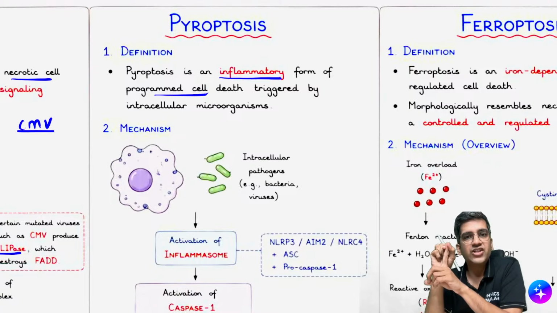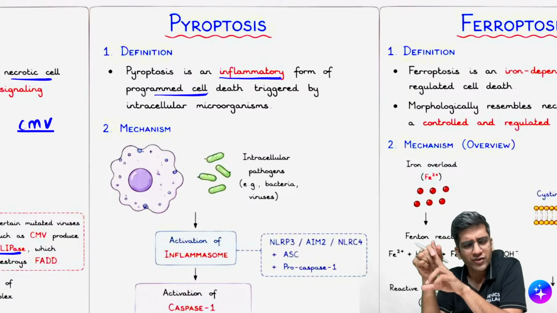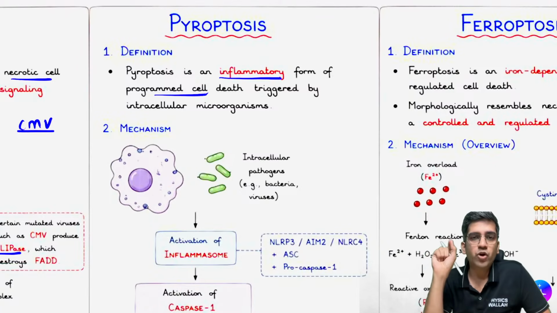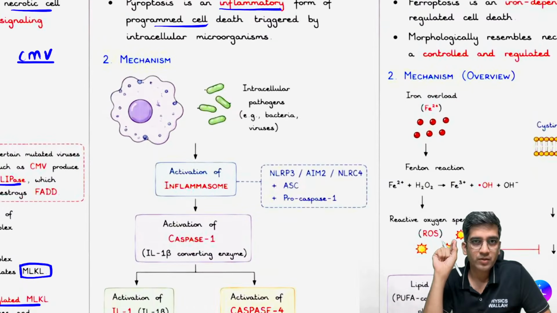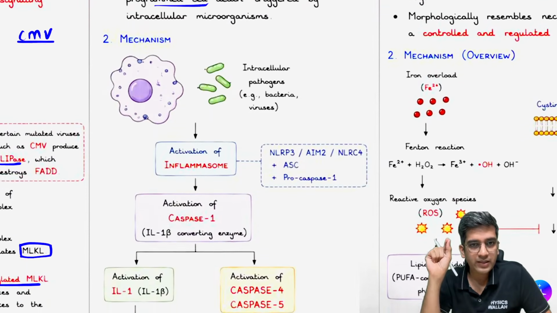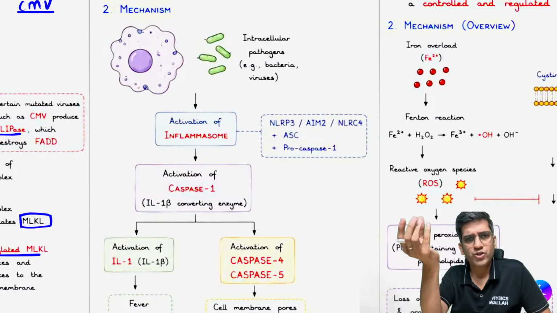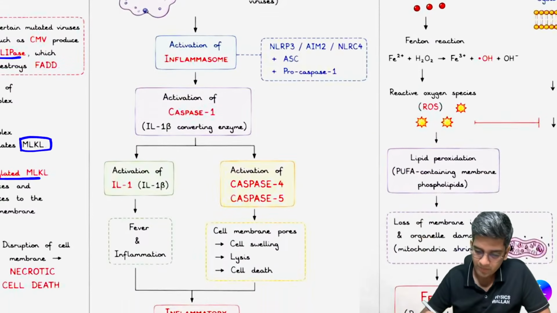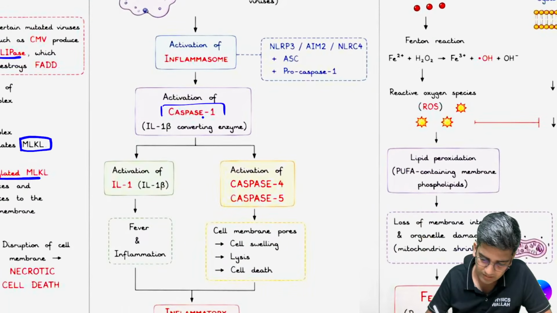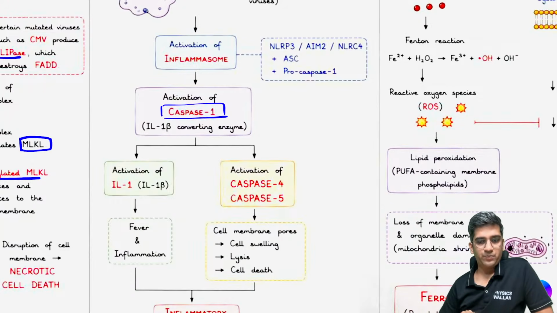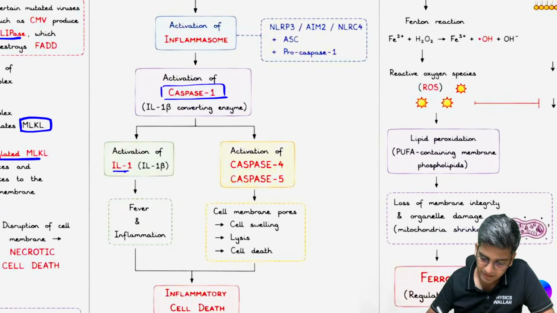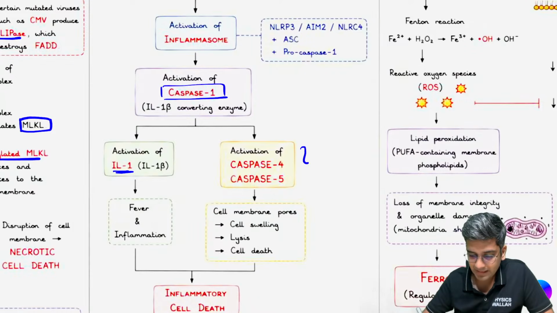So whenever I have an intracellular pathogen, bacteria or virus, or uric acid, there's an activation of a complex called the inflammasome. Once the inflammasome is activated, the NOD-like receptor binds to it and activates it. The inflammasome activates caspase 1, the interleukin 1 beta converting enzyme. That will increase interleukin 1. At the same time, it will activate other caspases, caspase 4 and caspase 5.